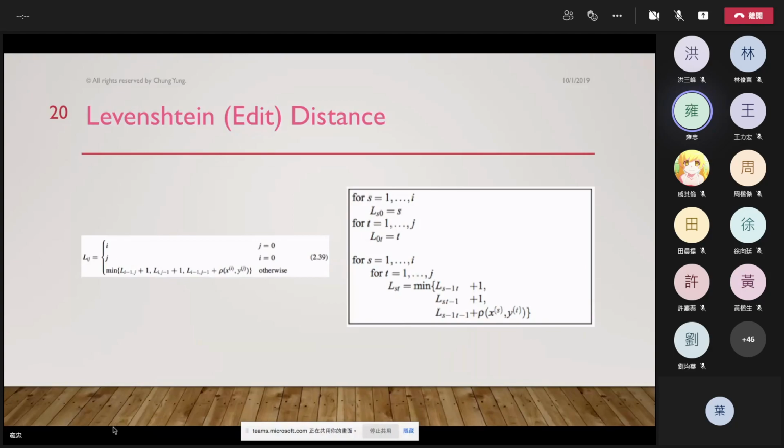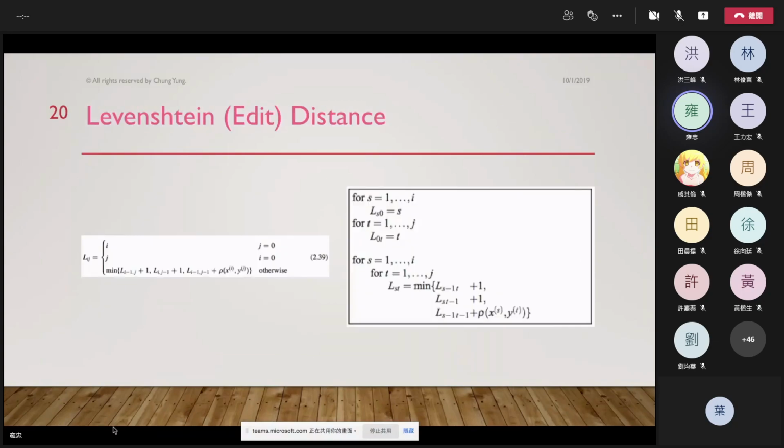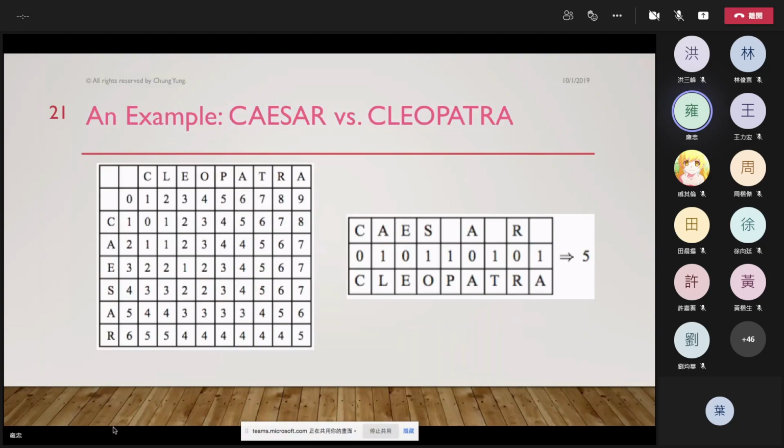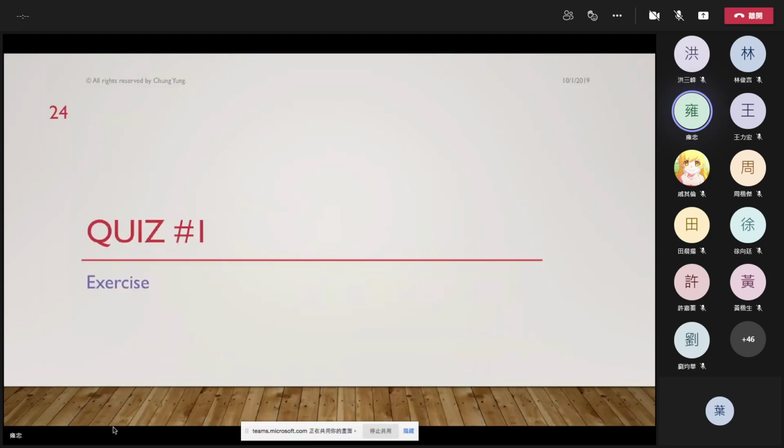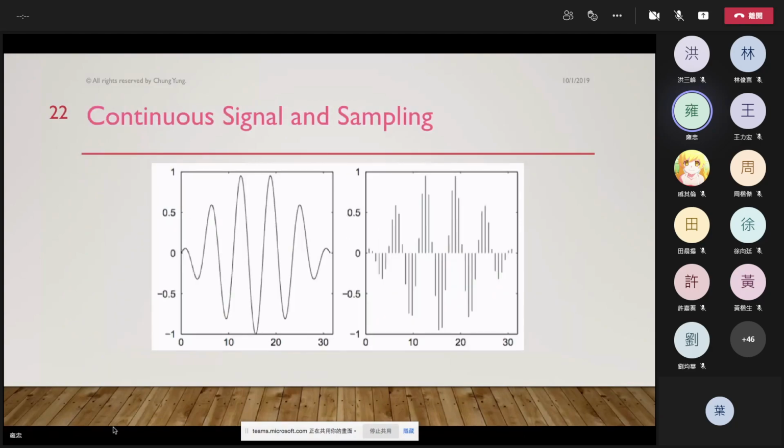For those who are interested in the detailed definition of formula 2.39, you may try to compare these two kinds of computation and what's in the formula. Okay, let me do a preview. Our quiz is for computing the edit distance between sitting and kitten. So if you would like, you can do it now as I go to the final two slides in the lecture notes.